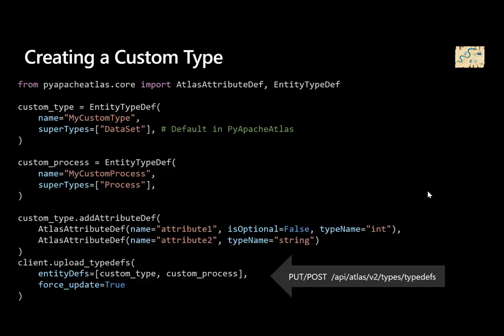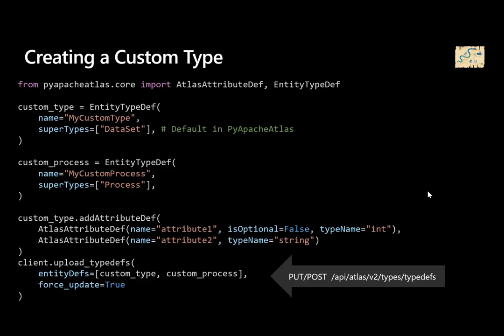Next, I'm going to create a custom process type as well, right? Still the same entity type definition contract that I'm working with. And I'm just going to instead super type it as a process, right? So I want to inherit the idea of an input and an output as well.